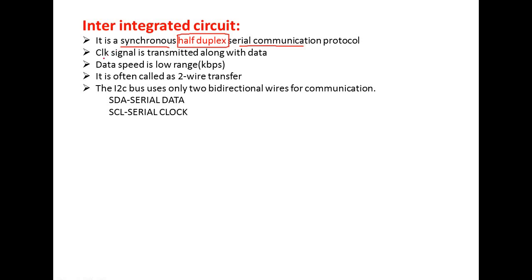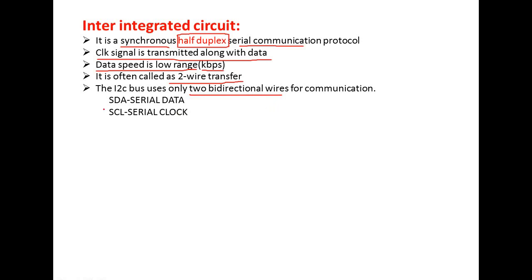And as it is a synchronous communication protocol, the clock signal is transmitted along with the data also. Here I2C is half duplex communication, therefore data speed is low. The data speed is in kbps only, kilobits per second. Because at the time of reception there is no transmission, and at the time of transmission there is no reception, the data speed reduces. It is often called a two-wire transfer protocol as it uses two wires for communication.